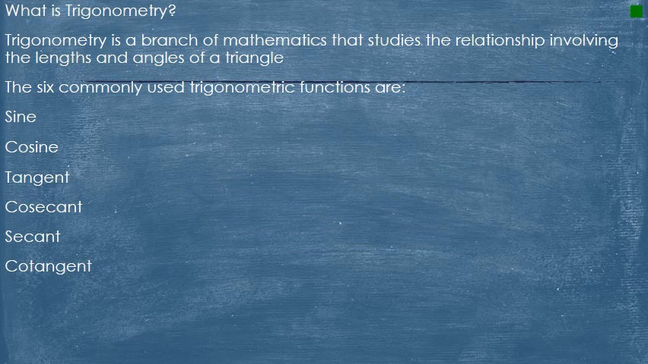Well, what is trigonometry? Trigonometry is a branch of mathematics that studies the relationship involving the lengths and angles in a triangle. The 6 commonly used trigonometric functions are the sine function, cosine function, the tangent, the cosecant, the secant, and the cotangent. Of these 6, the first 3 are the more commonly used functions.